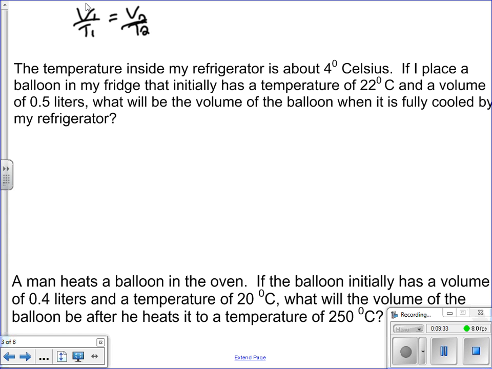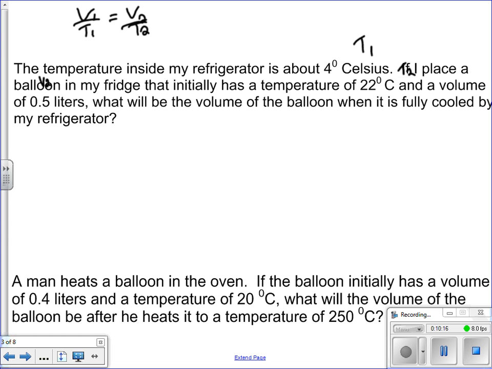So the temperature inside my refrigerator is about 4 degrees Celsius. Okay, so I can label that as T1. If I place a balloon in my fridge that initially has a temperature of 22 degrees Celsius, right, so that's T2, and a volume of 0.5 liters. It says it's at 22 degrees Celsius and at 0.5 liters. So even though this is the first volume listed, it should be matched up with 22 degrees Celsius. So this is why I'm going to label this one V2 instead of V1.